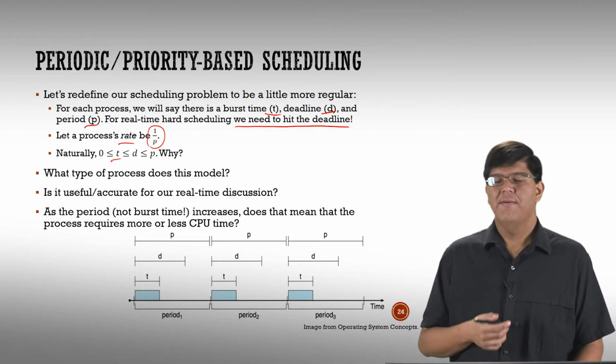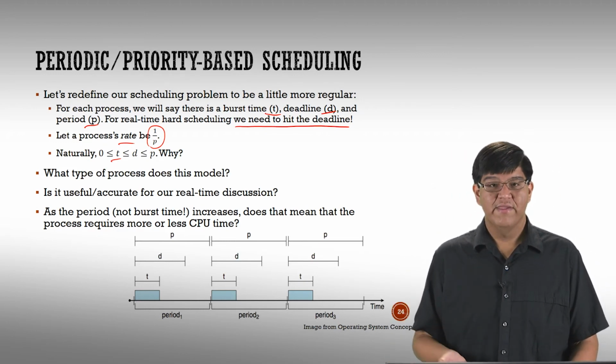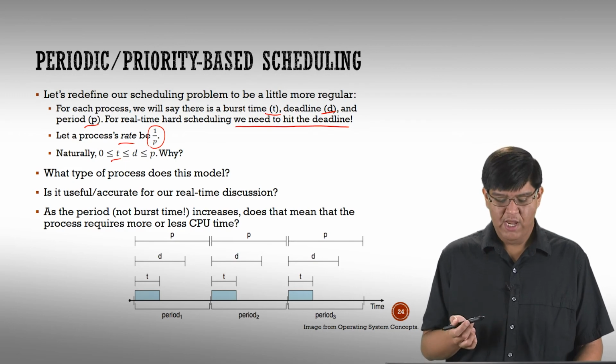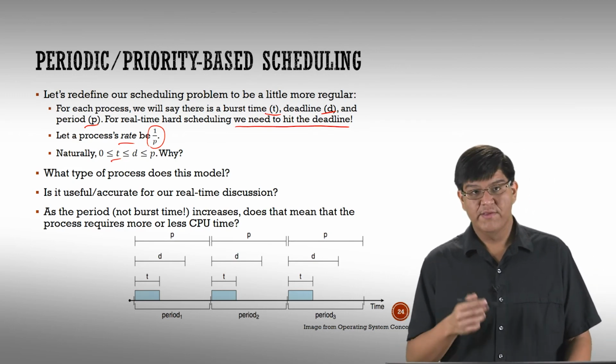Is this accurate for real time? Yes. Just think about medical devices, think about smart cars. These things are very likely to occur. Over here at the bottom we have the diagram of how this looks. So I have my periods. Here I have 3 periods.